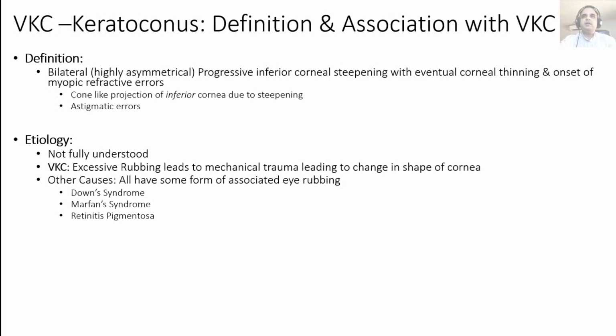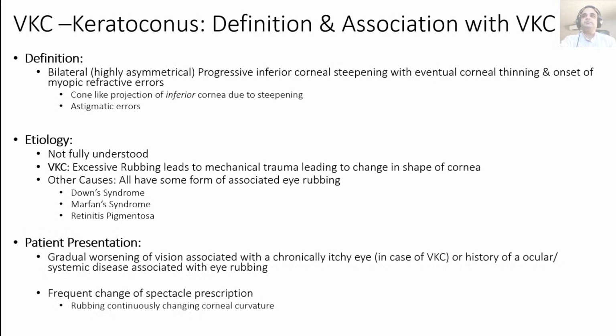The other causes that are also associated with VKC is Down syndrome, Marfan syndrome, retinitis pigmentosa. Well, we talked about retinitis pigmentosa, and retinitis pigmentosa, remember, the child can't see. Again, it's a disease of the childhood, especially dawn, dusk, dimly lit conditions. And when you can't see, you rub your eyes, as we talked about in refractive errors, which can cause keratoconus, change in shape of the cornea.